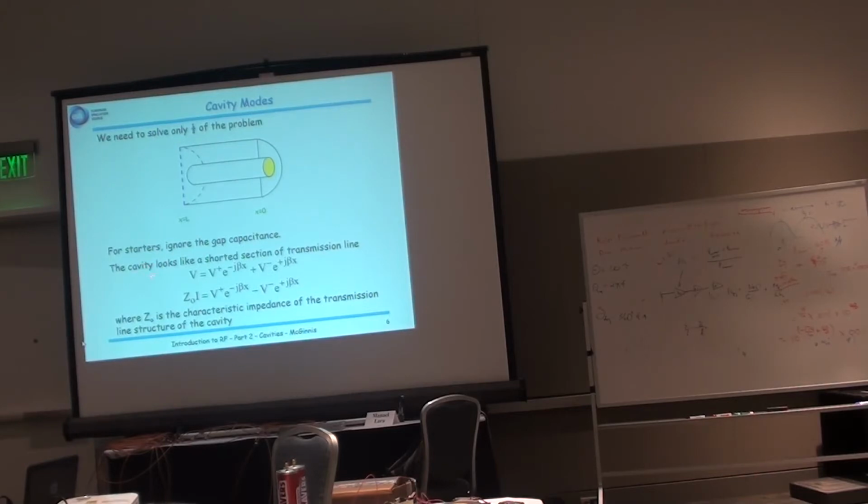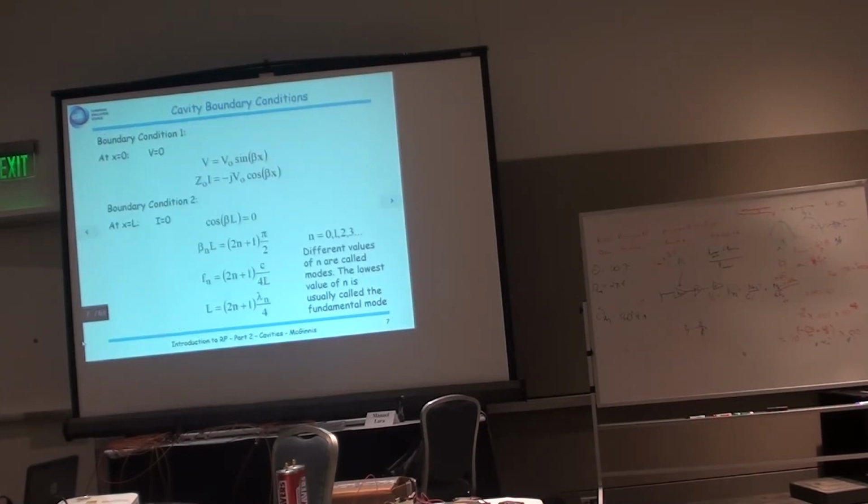So for the cavity, it looks like a shorted section of transmission line. It's a short circuit here, and here's your transmission line. So you have a forward and a reverse wave, forward and reverse current wave. And Z0 again is the characteristic impedance of the structure. So at the boundary condition, the voltage has to be equal to 0 at the short circuit end of the wall.